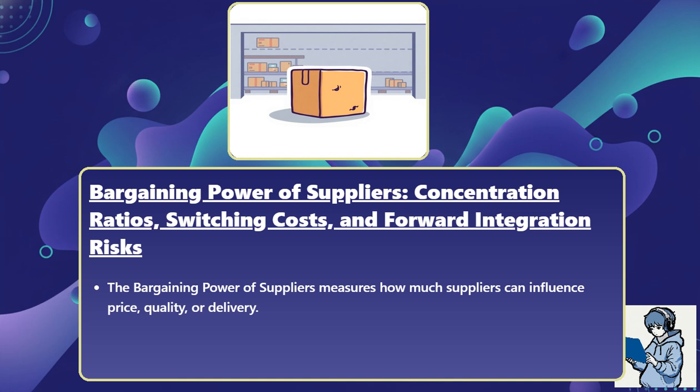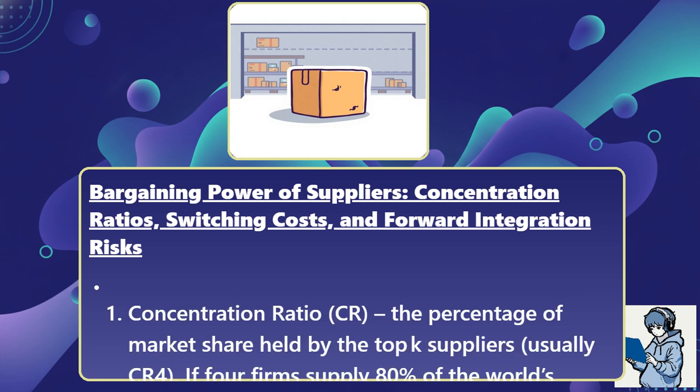The bargaining power of suppliers measures how much suppliers can influence price, quality, or delivery. 3 analytical lenses are useful. 1. Concentration ratio, CR, the percentage of market share held by the top K suppliers, usually CR4. If 4 firms supply 80% of the world's silicon wafers, they have high concentration and thus high power.